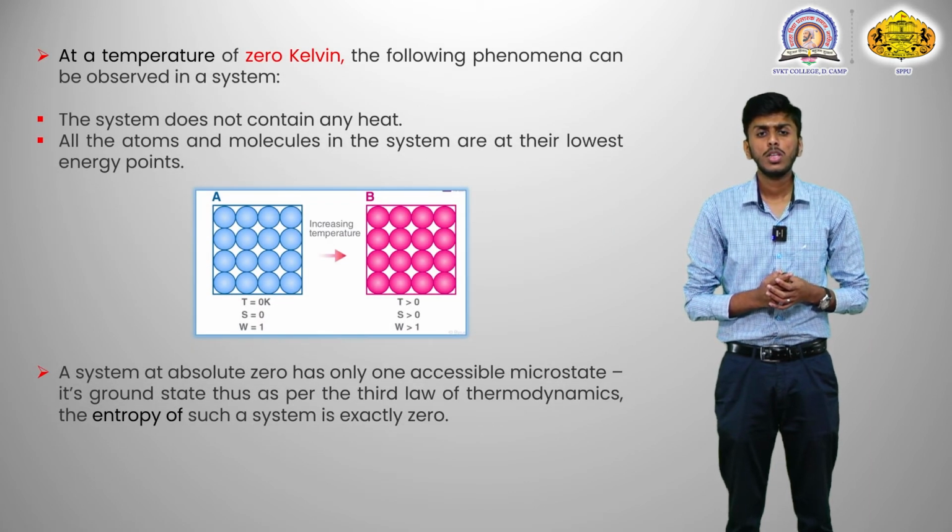At a temperature of 0 Kelvin, the following phenomena can be observed in the system. First, the system does not contain any heat. Second, all the atoms and the molecules in the system are at their lowest energy point.